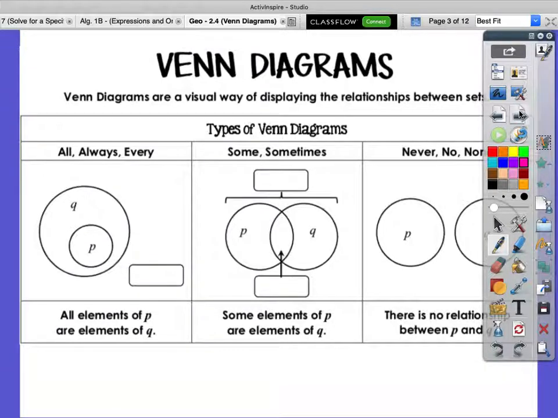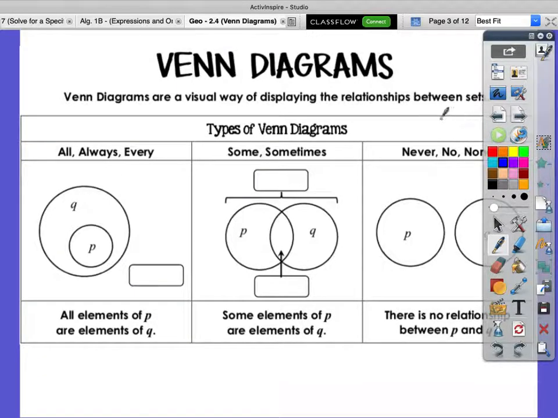On True Tide Tuesday, Honors Geometry, February quiz, SWBA students will be able to draw, complete, and interpret Venn diagrams. This is our section 2.4, okay? Draw, interpret, and complete Venn diagrams, okay? So they're a visual way of displaying the relationship between sets, okay? Displaying the relationship between sets.